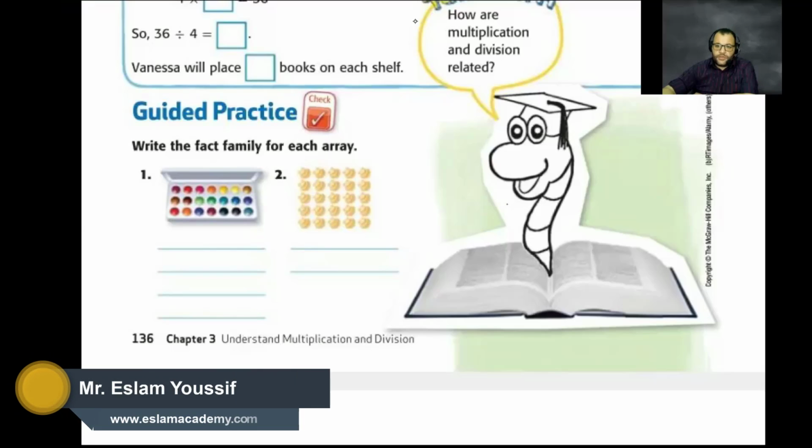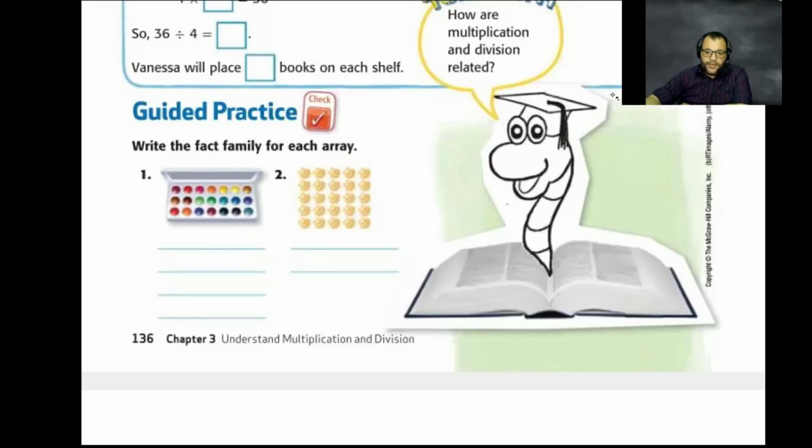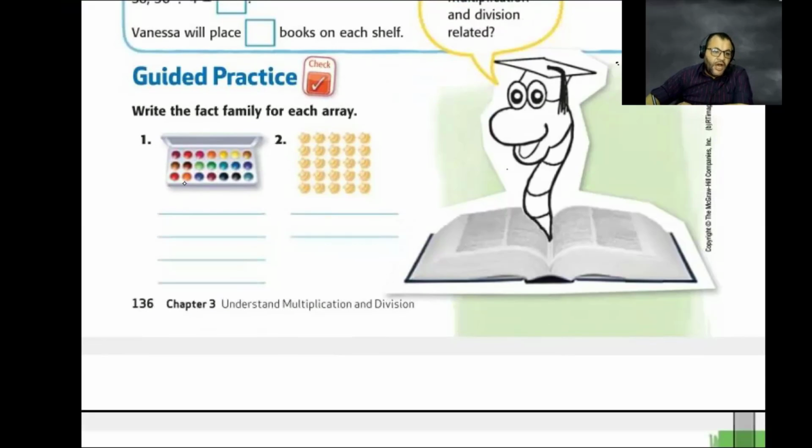So we can start. Now for the first question, we need to write the fact family for each array that we have. What is the meaning of fact family? We need to find the relation between multiplication and division. For number one, how many rows and how many columns? We have 3 rows, so it will be 3 times. How many columns? 1, 2, 3, 4, 5, 6, 7. So 3 times 7. To find the total, we just multiply.